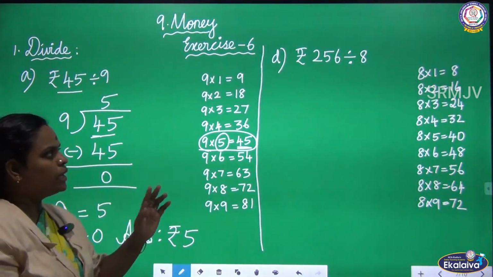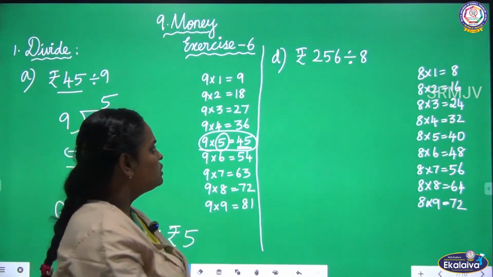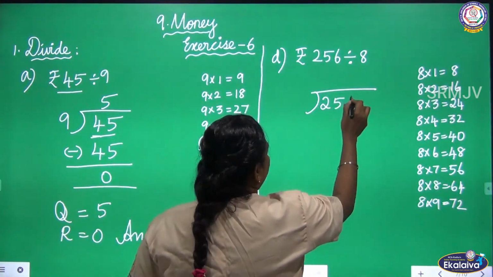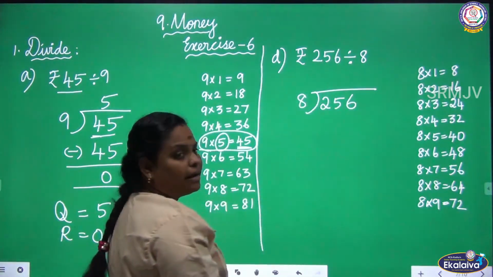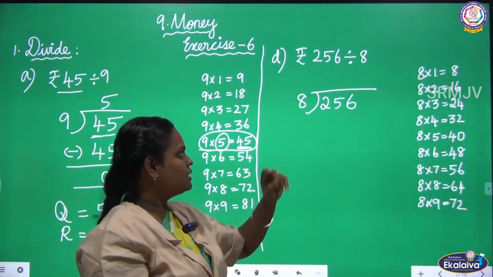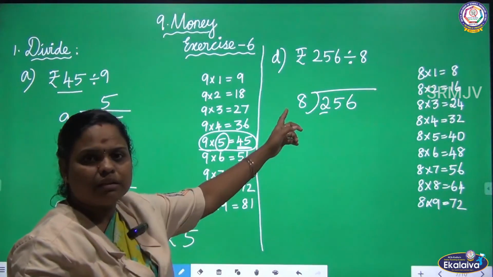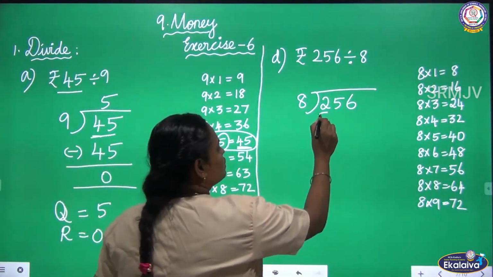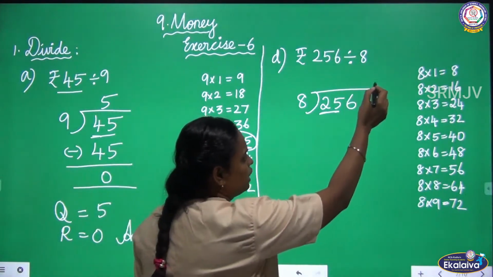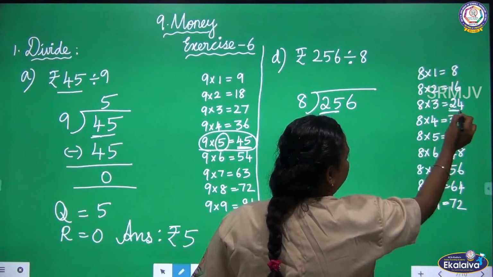Next one, we are going to divide 256 rupees divided by 8. So you write 256 by 8. What is 8? 8 is the divisor, 256 is the dividend. First you check the first digit, it is less than the divisor. So we will take 2 digits, 25. See, 25 is not there in the table, but we will take 24.